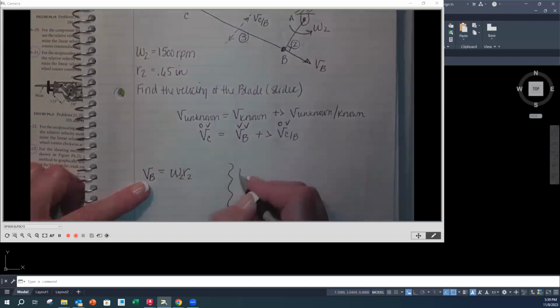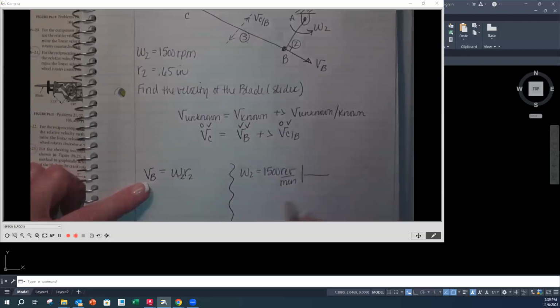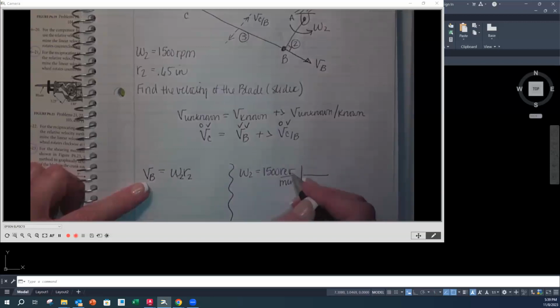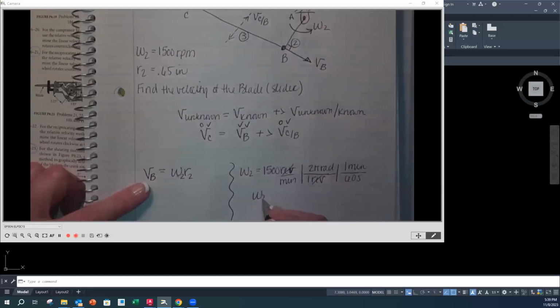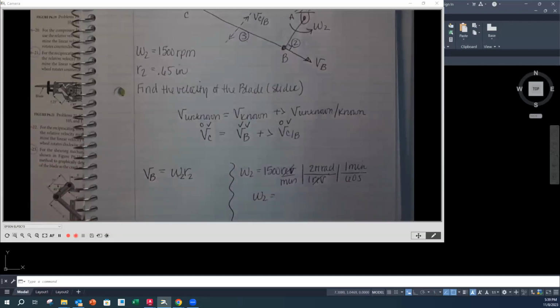Now what we're going to do is convert our 1500 RPMs into radians per second. You want to do that work over on the side: 1500 revolutions per minute, and we want to get that into radians per second. So 1 revolution is going to go down on the bottom. Remember to do up, down here, don't do the slash. That is equal to 2 pi radians on top. Then revolutions cancel. 1 minute on top, 60 seconds on the bottom. Now we'll multiply across the top, divide by the bottom, and we'll get a value for W2 in radians per second.